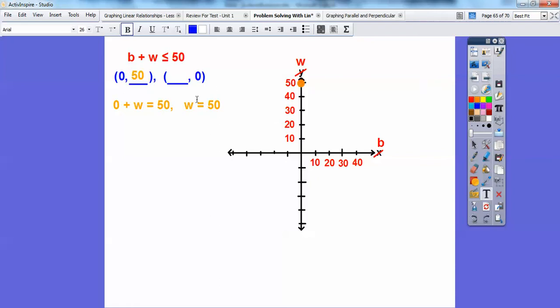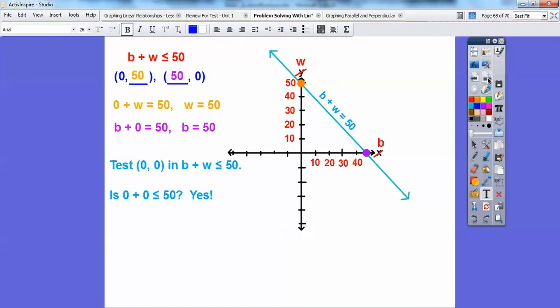And then when W equals 0, it's going to be B plus W equals 50, so B equals 50. Then I go ahead and connect those two points. There's the line right there. It's a solid line because it's less than or equal to. You guys with me? Okay. So then test 0, 0. 0, 0 is on this side right here. And since 0, 0 made this a yes, I shade the side 0, 0 is on. You ready? Here's the whole side.